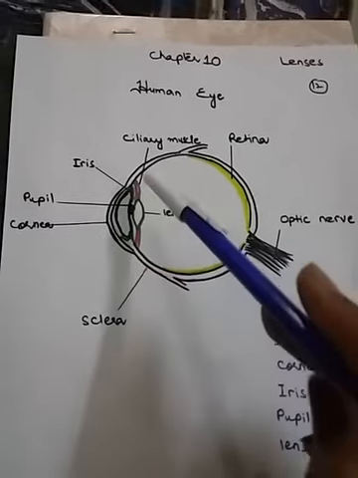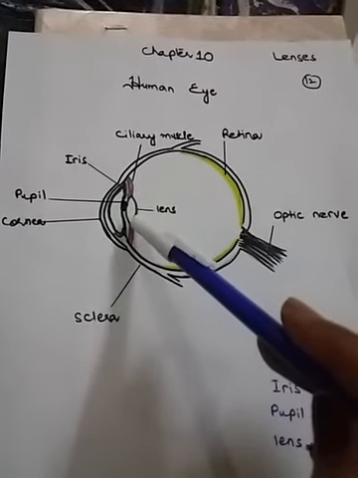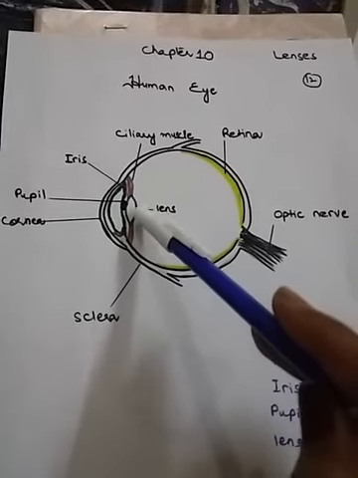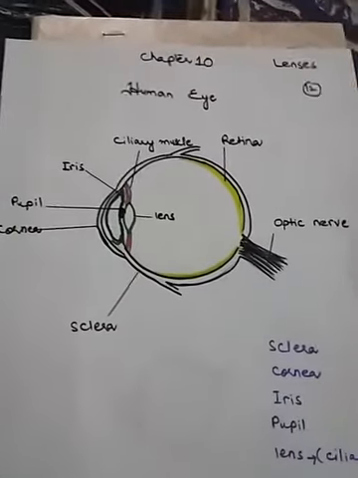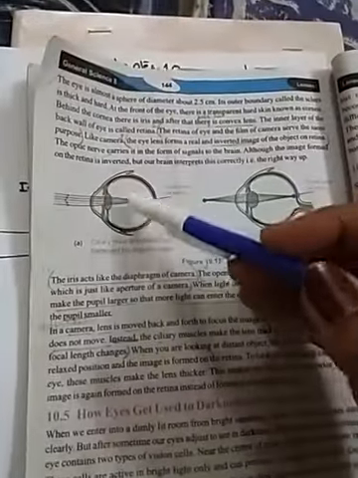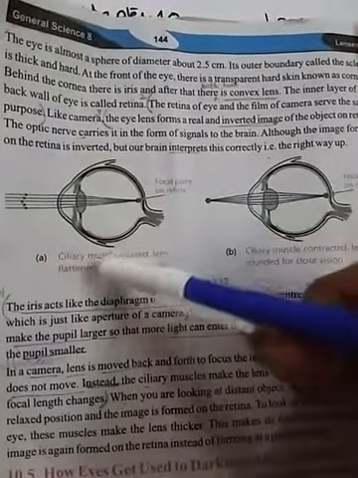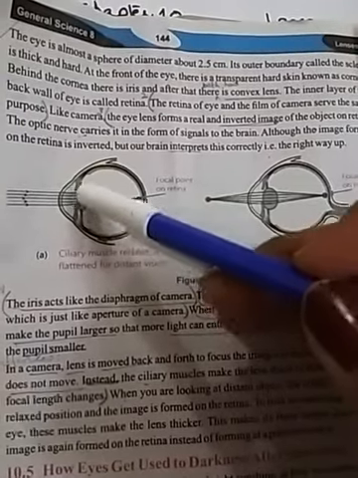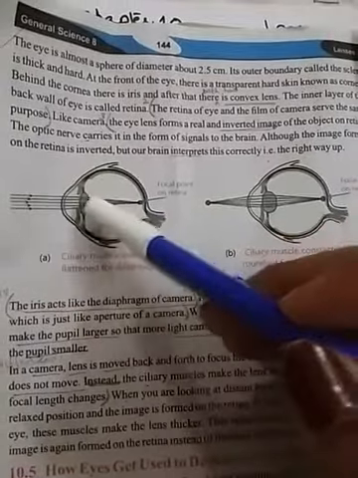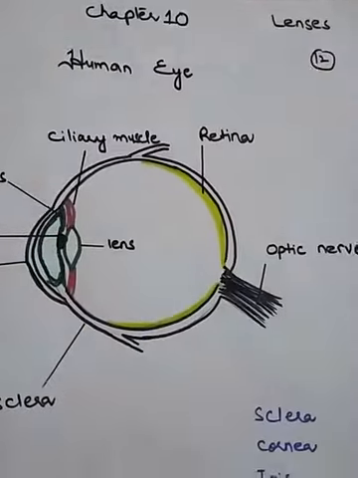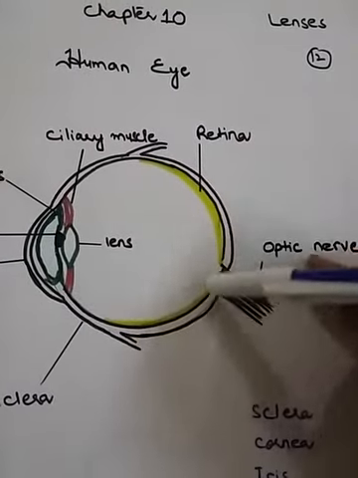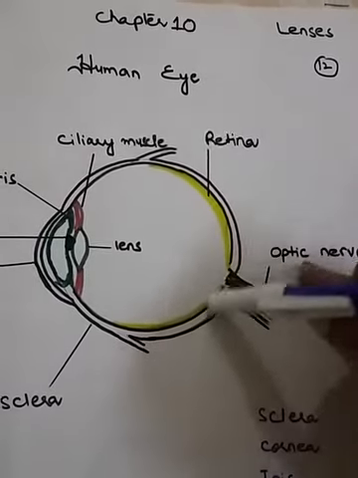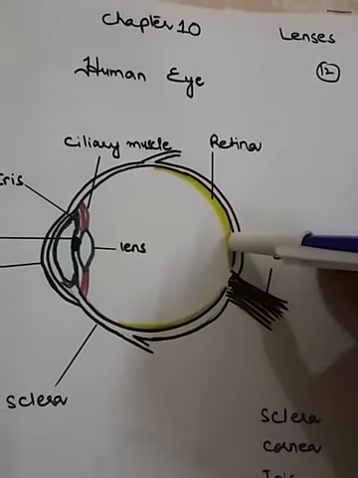When they relax, they will stretch this lens, and when this lens is stretched, it will be thin. Let's look at your book, page 144. Now the ciliary muscles are relaxed and the lens is flattened. It is thin this time, and the image will be formed on the retina. This yellowish part is the retina, and in the retina there are sensor cells on which the image will be formed.